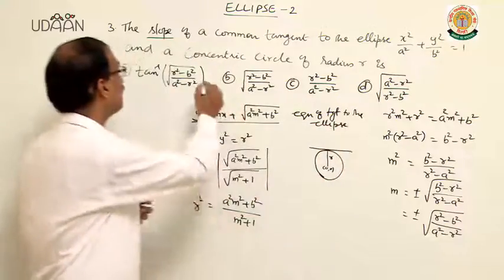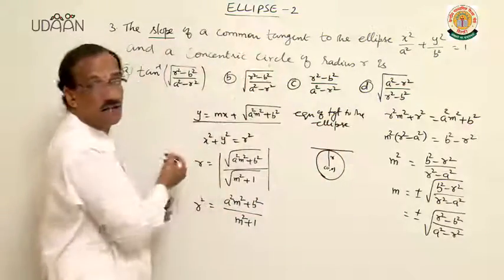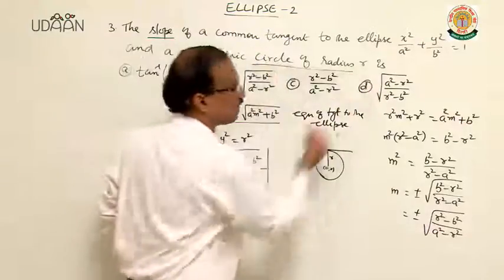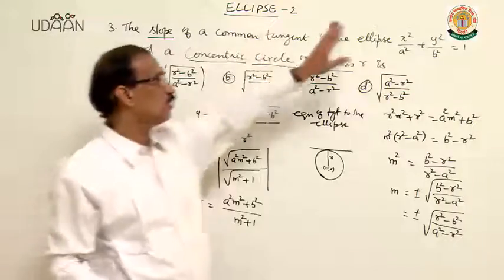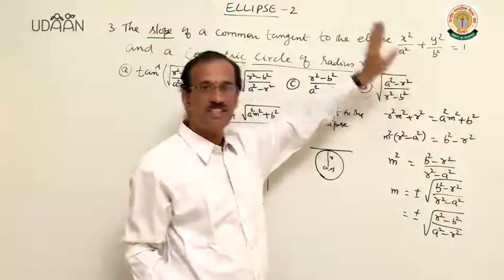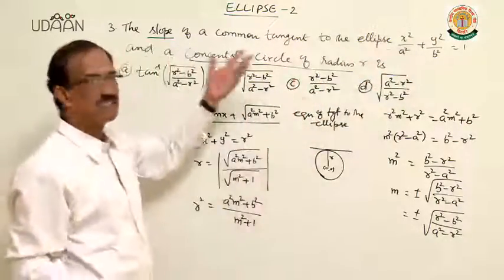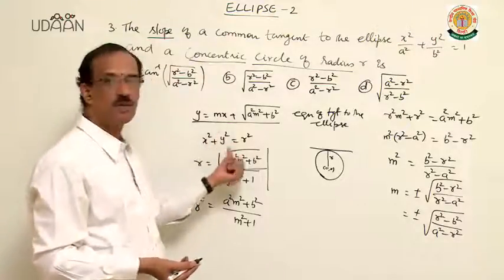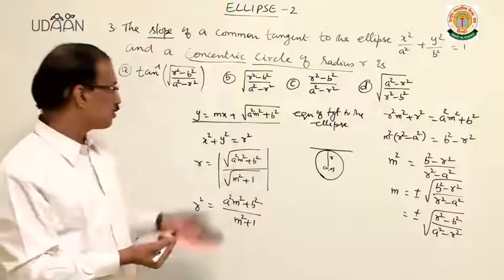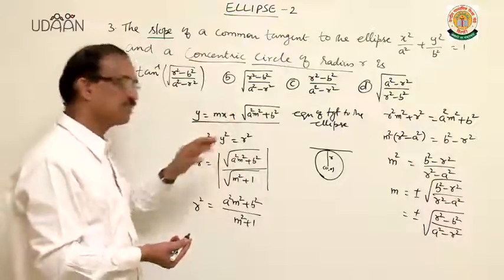And given that it is a common tangent to the circle of radius r that is concentric. Concentric means what? The center of this ellipse is the same center as the circle's. So the equation of the circle is x square plus y square equals r square. So this is a tangent to this circle also.